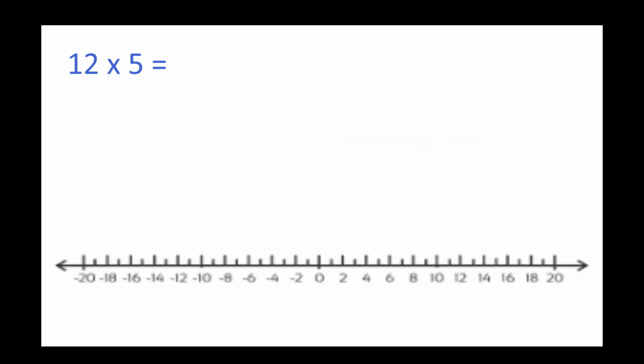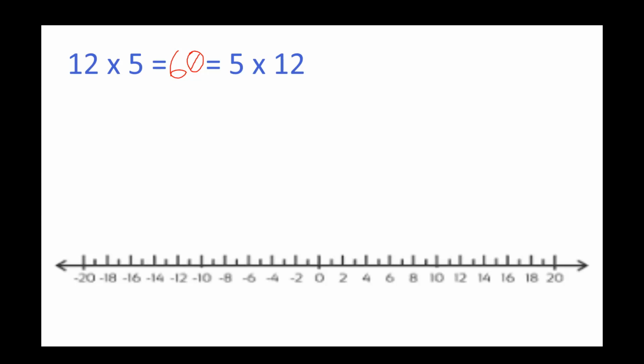12 times 5 and 5 times 12 are the same problem because multiplication is commutative and you can flip the numbers around. Since both of these are positive, they agree as to what they are. Agreeing is a positive experience, so your answer is positive 60.